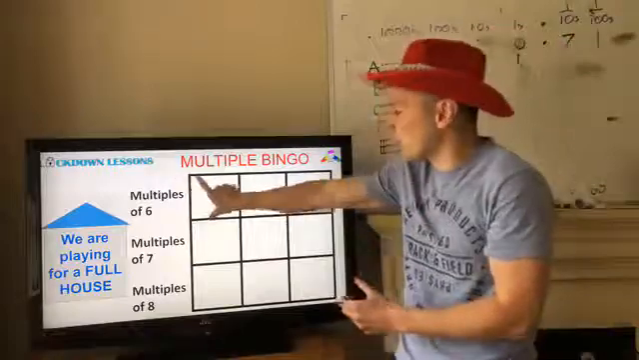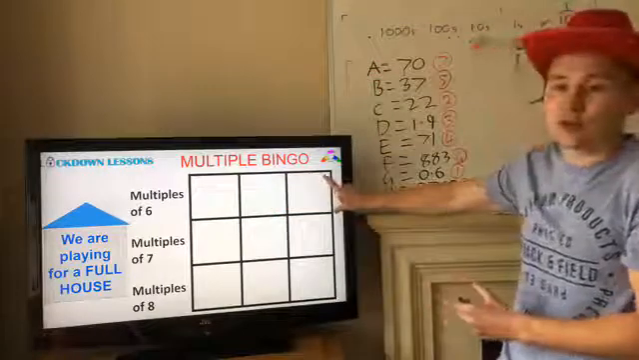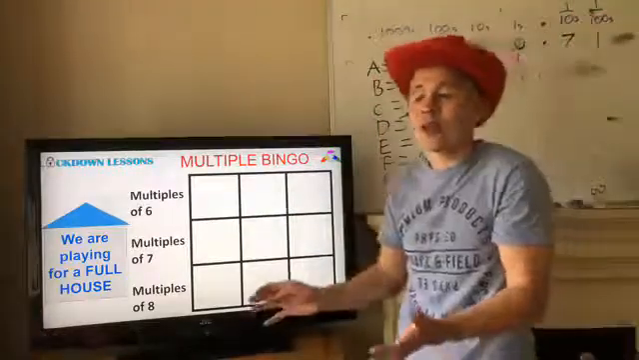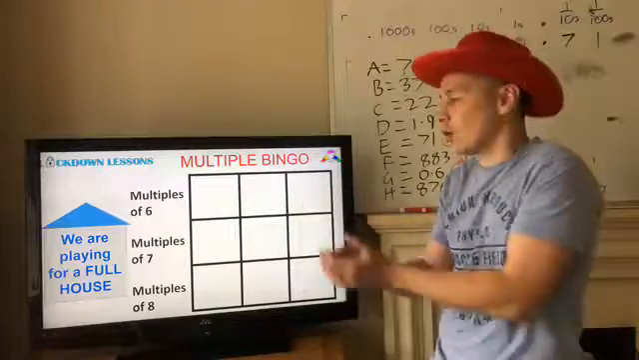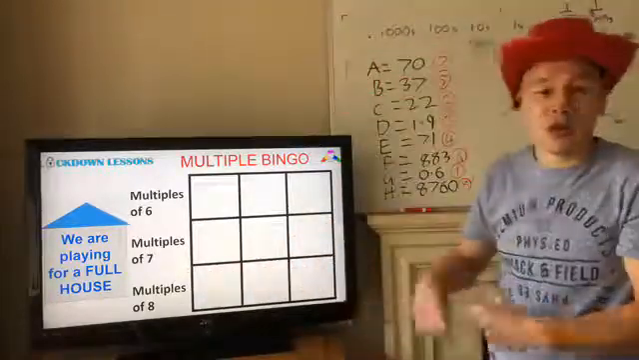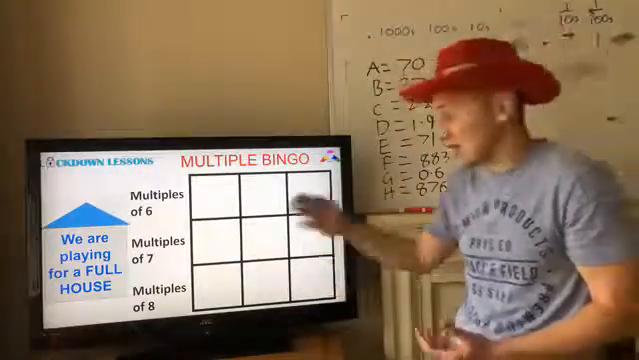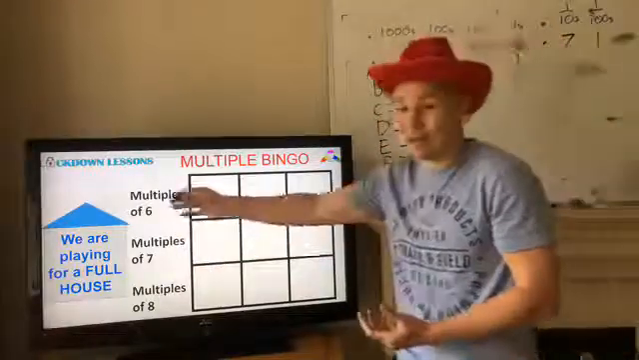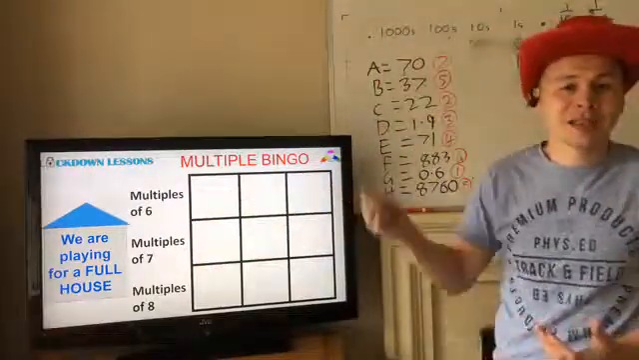And we're going to have on the top row, I want multiples of 6. On the middle row, I want multiples of 7. Any multiples of 7 from the first 10. So you can go all the way up to 70. On the bottom row, I want multiples of 8 up to 80. So any 3 multiples of 8. So that's the 8 times tables. Any 3 from the 7 times tables, any 3 from the 6 times tables.